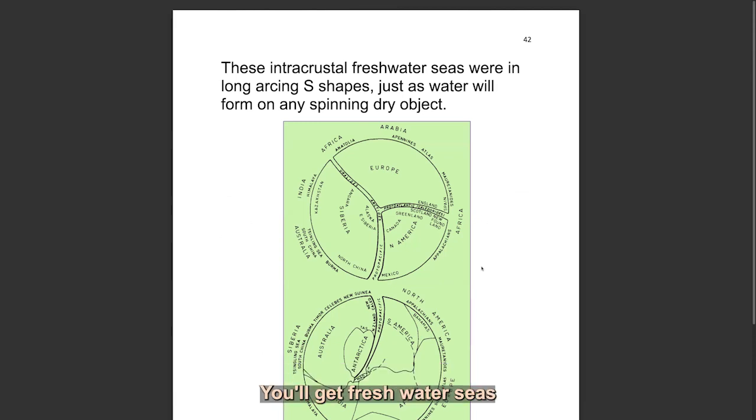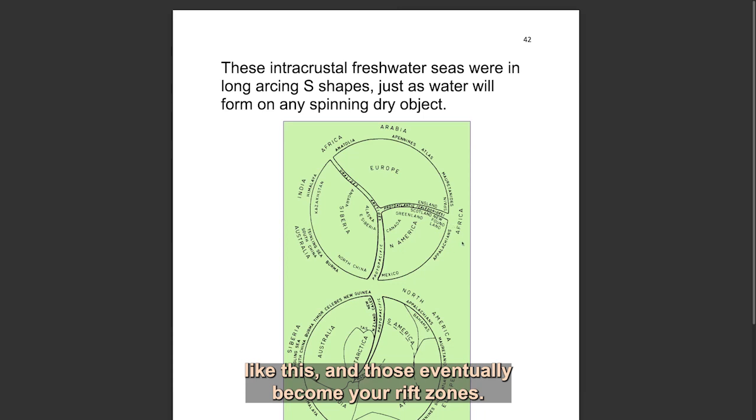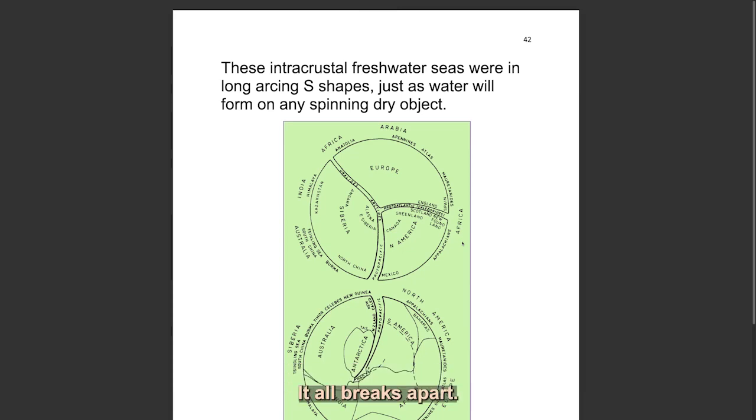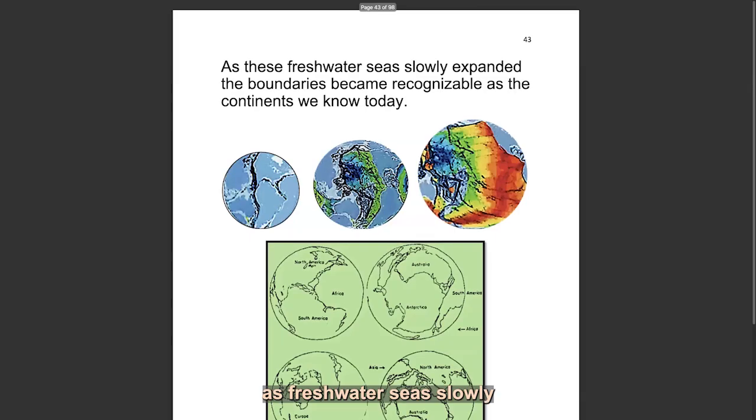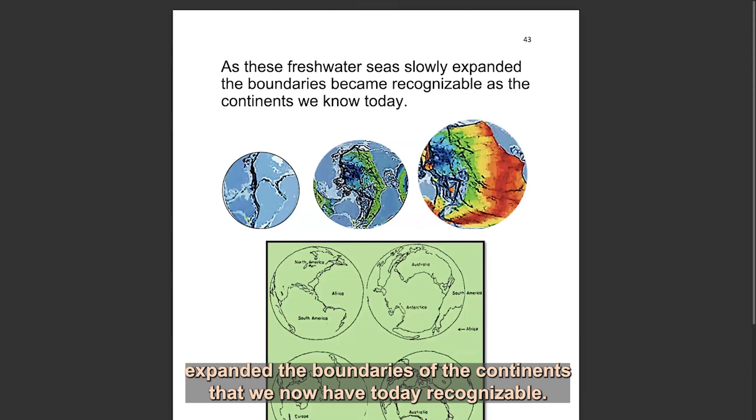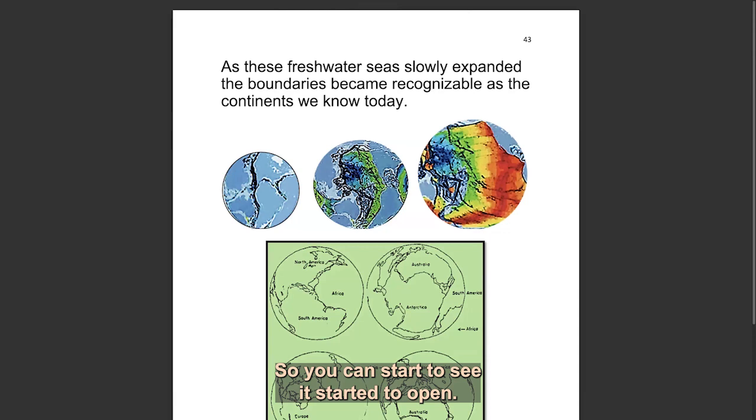Water rains down on it. You'll get freshwater seas like this. And those eventually become your rift zones. It all breaks apart. Then once it's completely broken apart, it can start to expand. As freshwater seas slowly expanded, the boundaries of the continents that we now have today became recognizable. So you can start to see it starting to open.